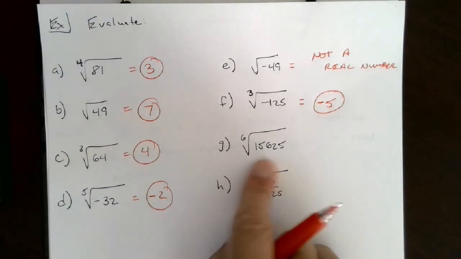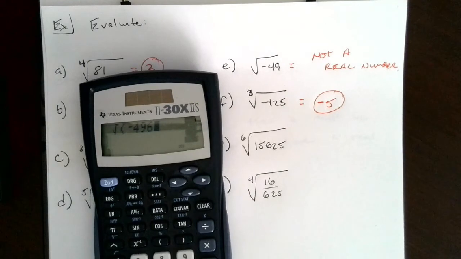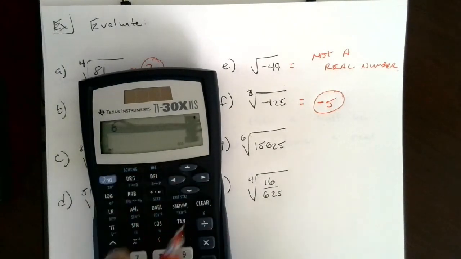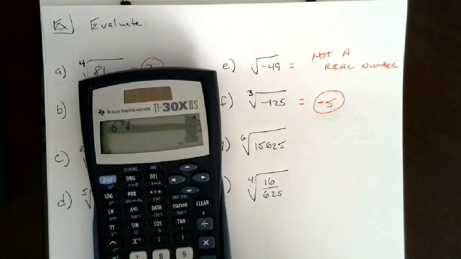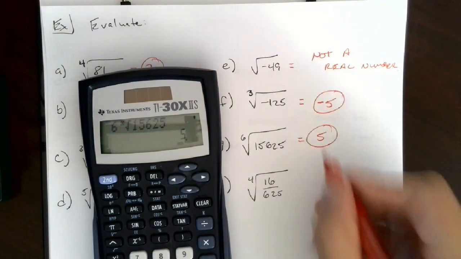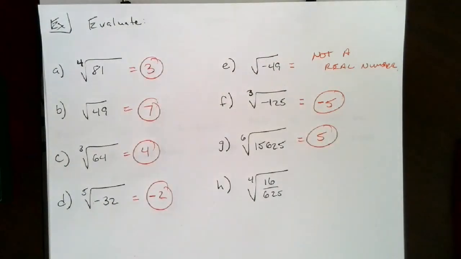Next one, the sixth root of 15,625. That one we'll use on the calculator. So sixth root, we're going to put 6 as the index. Take the root, so sixth root of 15,625. End up with 5, so the answer here is 5. So 5 to the sixth power would give you 15,625 is what that's saying.